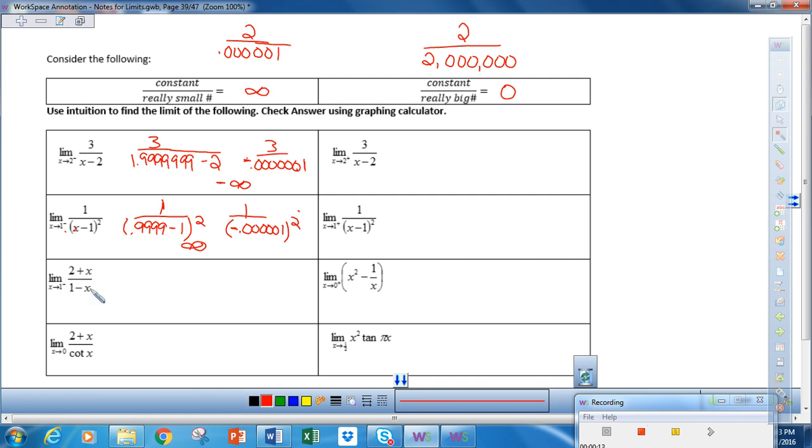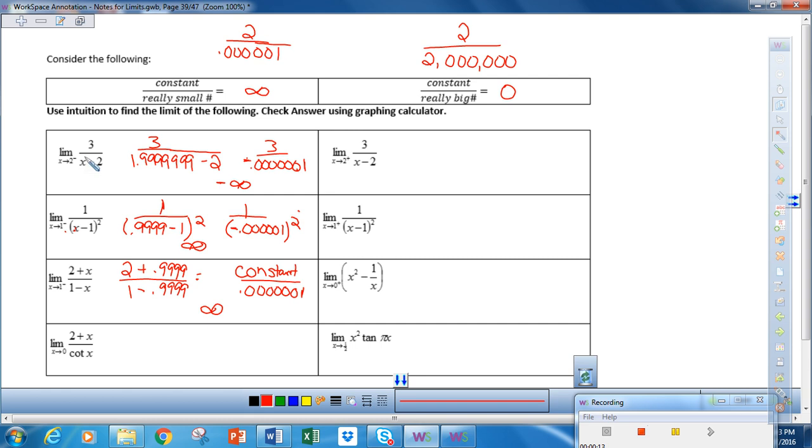Let's try this one. It's a little different. We're finding the limit as we approach 1 from the left, meaning we're taking numbers slightly smaller than 1. So that's going to give me 2 plus 0.9999 over 1 minus 0.9999, which is going to give me some constant, 2 something, almost 3, divided by a really, really small positive number. Since this number is positive, and I'm dividing a constant by it, this is going to go towards positive infinity.